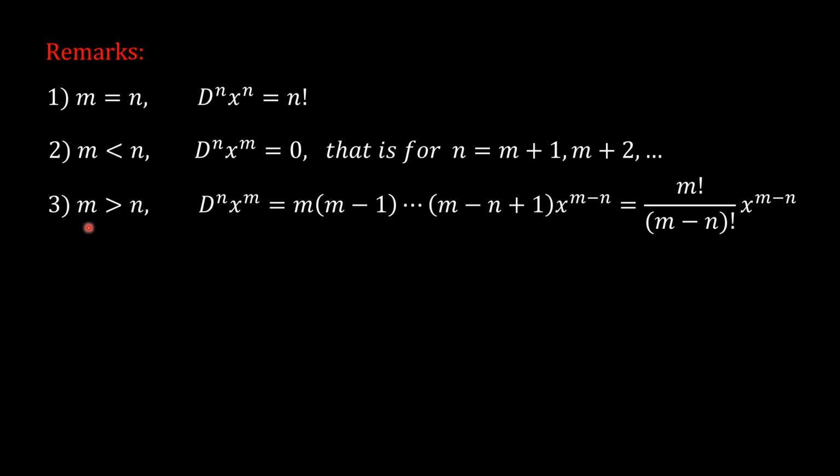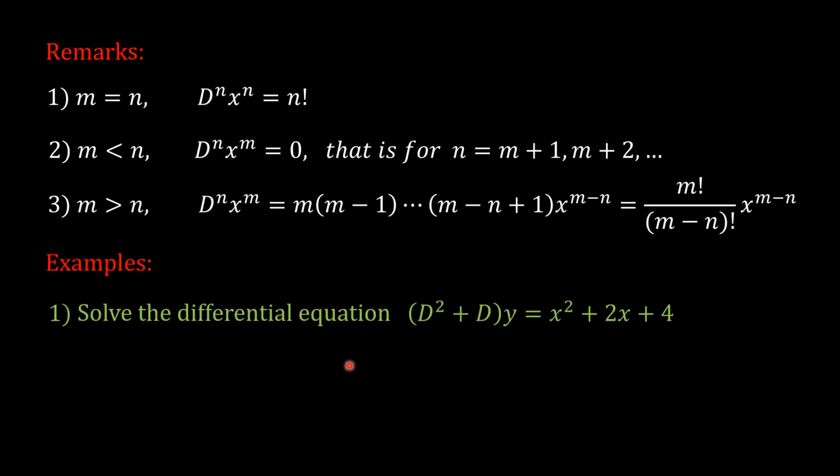Third case, if m is greater than n, then the nth derivative of x raised to m will be what? It is m into m minus 1 and so on, into m minus n plus 1, into x raised to m minus n, which can be expressed as m factorial divided by m minus n factorial, into x raised to m minus n. So these are the few things which we have to keep in mind. Now let us go to the example, because there is nothing more in this shortcut method.